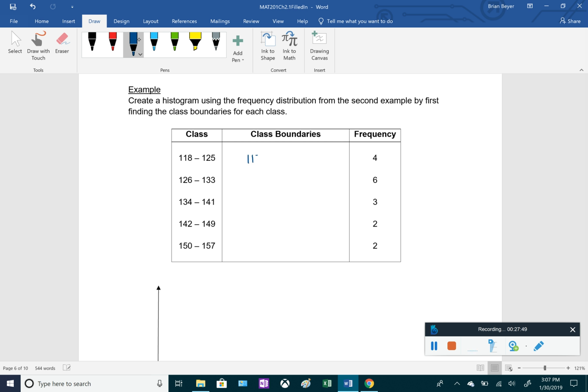So 117.5 and 125.5, 125.5 to 133.5, 133.5 to 141.5, 141.5 to 149.5, and 149.5 to 157.5. Once again, we're going to use these class boundaries to help us label the horizontal axis.